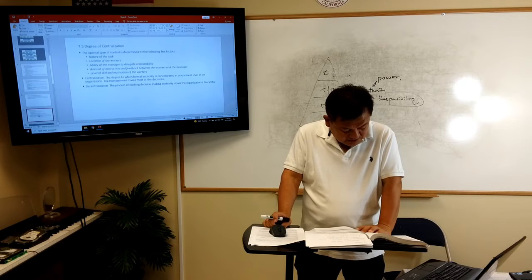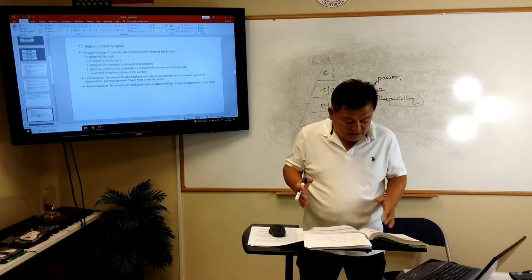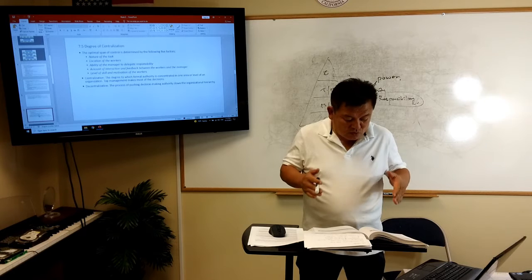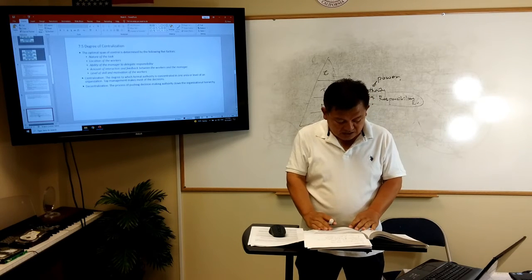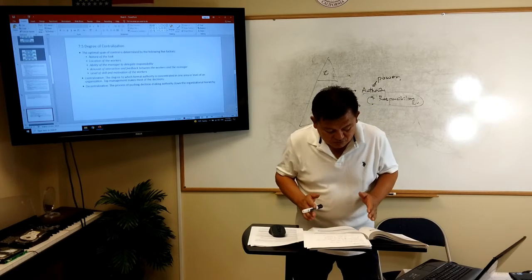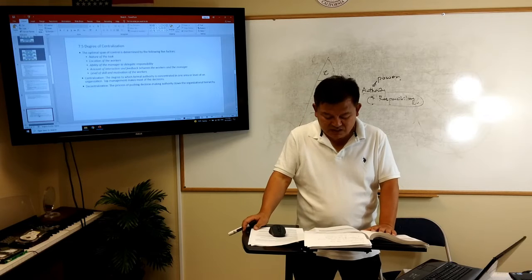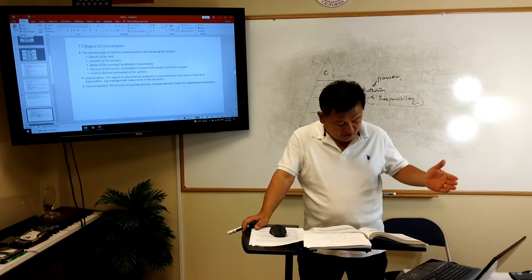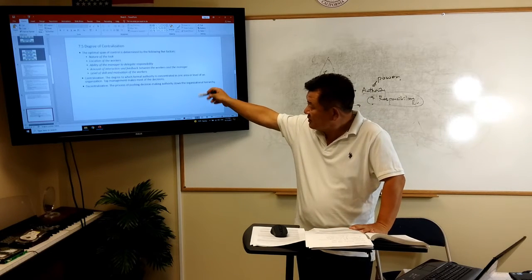The level of skills and the motivation of the workers: the higher the skill levels and motivation, the wider the span of control. If you have higher skills and higher motivation, you don't need close supervision, so you can have a wide span of control, with more people. Next, the degree of centralization.